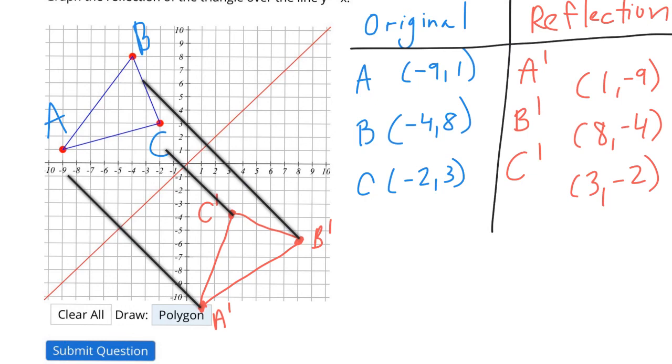It's going to give me lines that are perpendicular to my line of reflection. This is perpendicular, this is perpendicular, and this is perpendicular as well. So all you need to do is switch the x and the y coordinates.